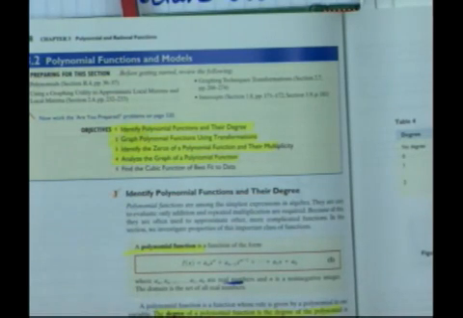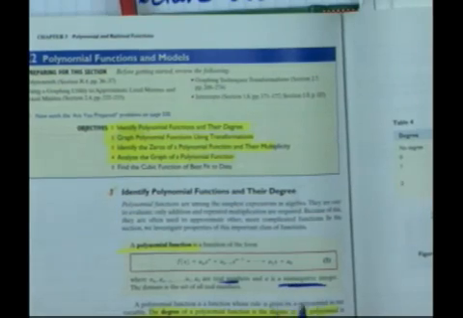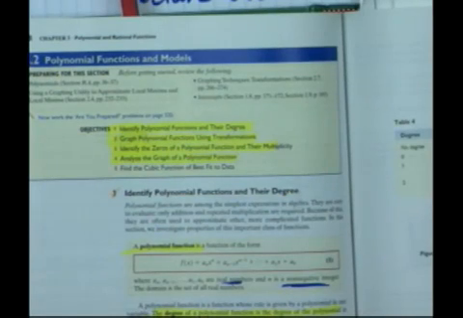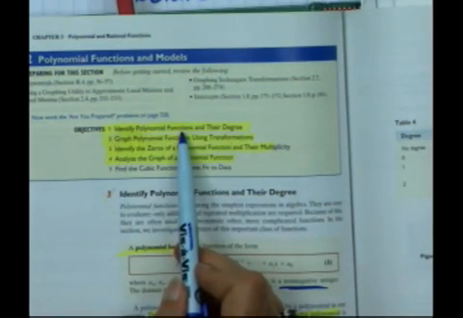Real number could be like a fraction, a half. Could be like square root of 3. A real number could be negative 17. So your exponents can only be non-negative integers. Non-negative means it could be 0, and an integer would be 0, 1, 2, 3, 4, 5. And we used to call those whole numbers. Alrighty. So we learned to identify polynomial functions.